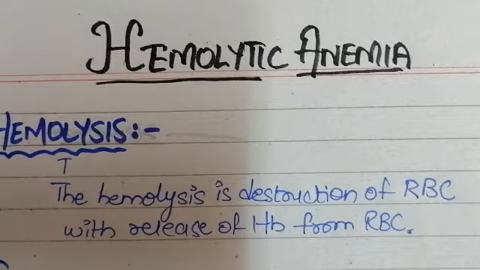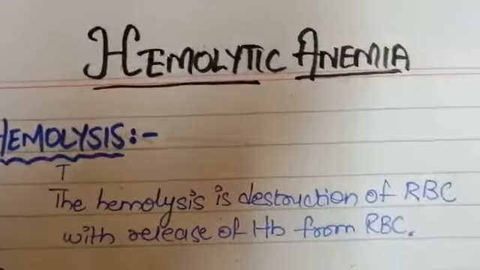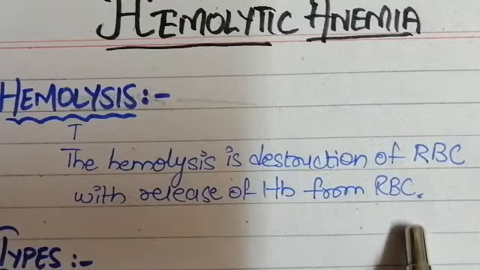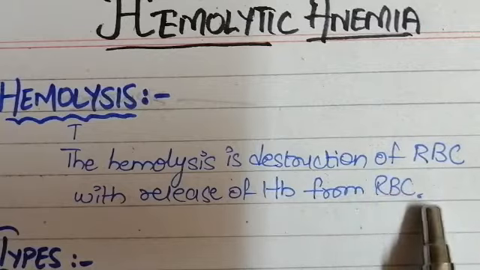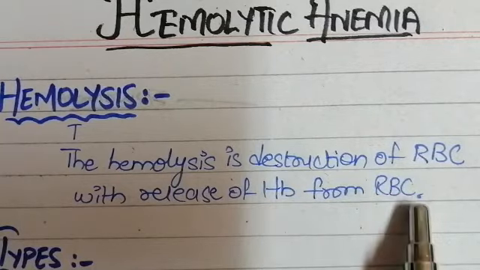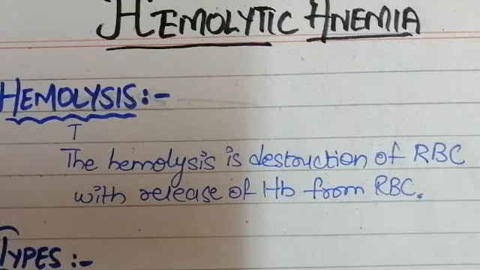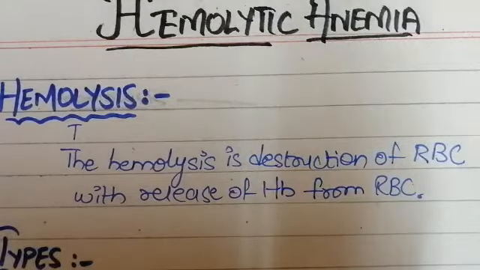As the name suggests, hemolytic anemia. So first we have to know what the process of hemolysis is. Here you can see I have written a definition that explains hemolysis. Hemolysis is the destruction of the RBCs with the release of hemoglobin from the RBCs. So, when the RBCs are destroyed earlier than their lifespan, there is a release of hemoglobin from the RBC and there will be a loss of hemoglobin in the blood. That's why it causes hemolytic anemia. That is the condition called hemolysis.